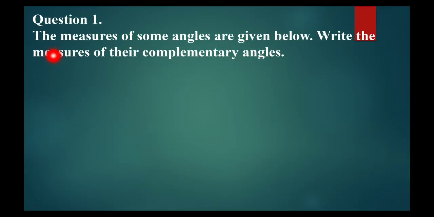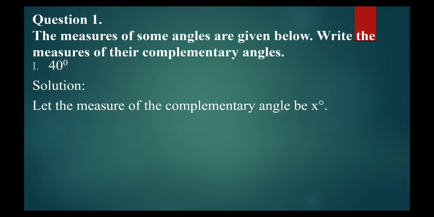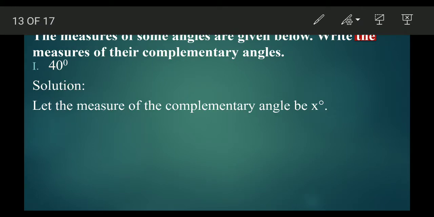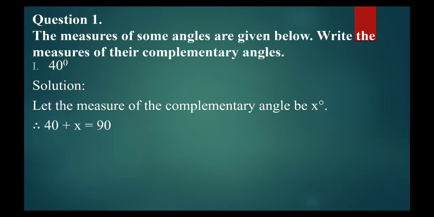Question number 1. The measures of some angles are given below. Write the measure of the complementary angles. We have to write the measure of a complementary angle. So we have 40 degrees here. Let the measure of the complementary angle be x. We have to find the complementary angle. We will take it as x. So addition of two numbers, that is 40 plus x, should be 90 degrees.